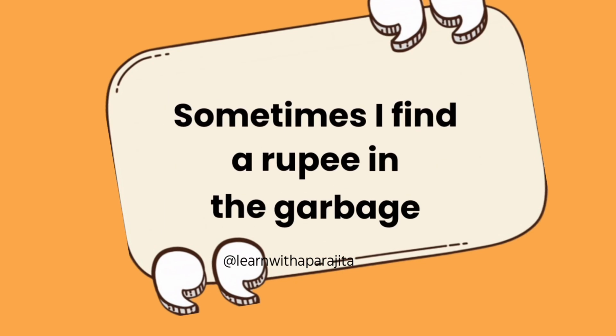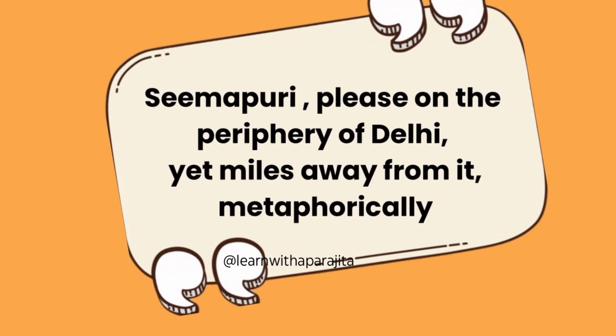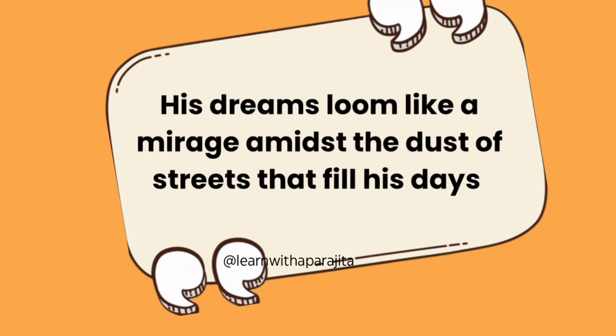This line highlights the small momentary joys in Saheb's otherwise harsh life and how poverty forces him to see value in trash. This contrasts the dire poverty of Seemapuri with the wealth of Delhi, symbolizing the disparity between dreams and reality. Saheb's unfulfilled dreams reflect the harsh realities of poverty, which keeps his aspirations out of reach.